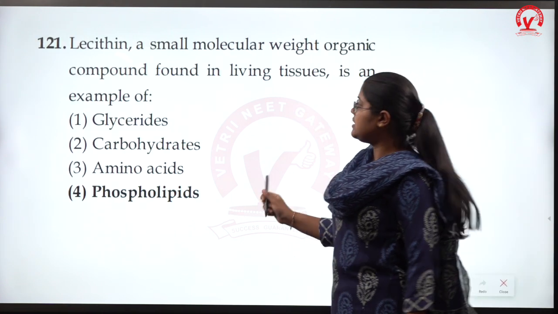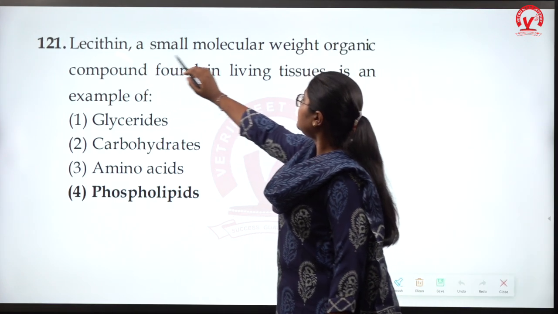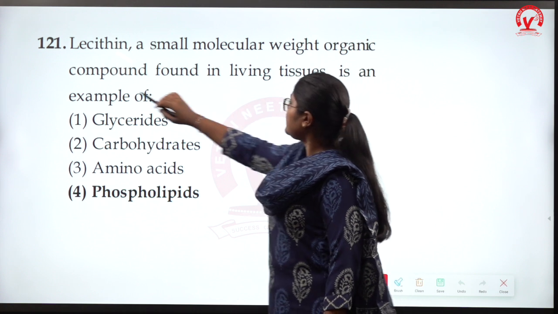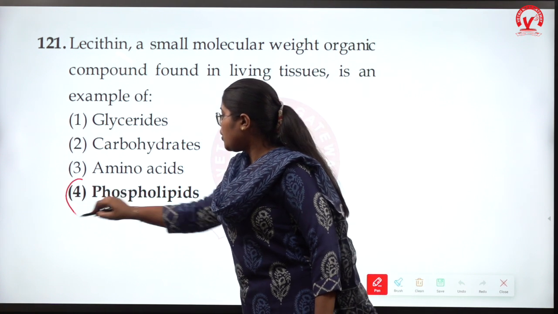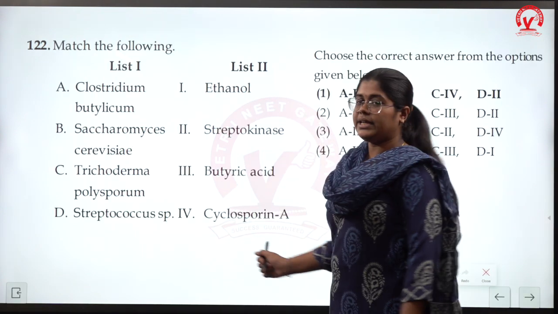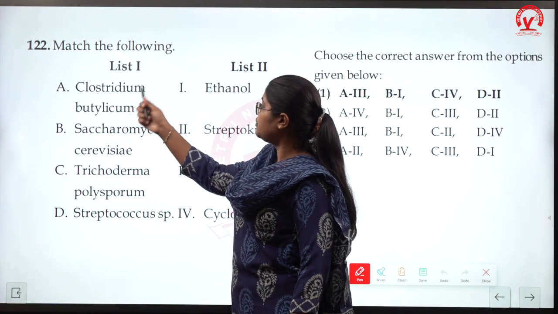So next question is a direct question. Lecithin, a small molecular weight organic compound found in a living tissue, is an example for phospholipids. So next question is a match the following.